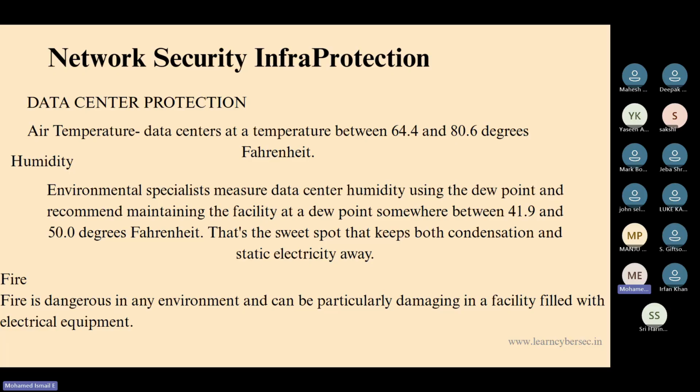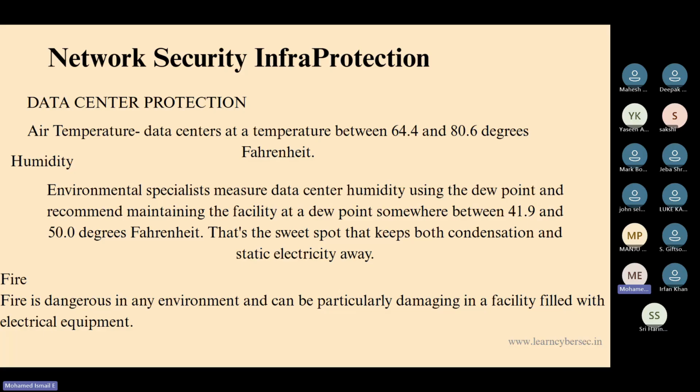When the temperature increases, components may break down, and it may impact the life of the hardware. That's why this recommendation. Humidity in the air may form static electricity as well as conductivity. That's why humidity is measured in dew point, which must be between 41.9 and 50 degrees Fahrenheit. So we need to maintain the dew point within that range, and that's how we make sure static electricity is not formed.